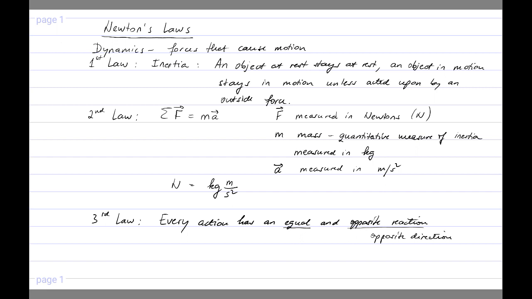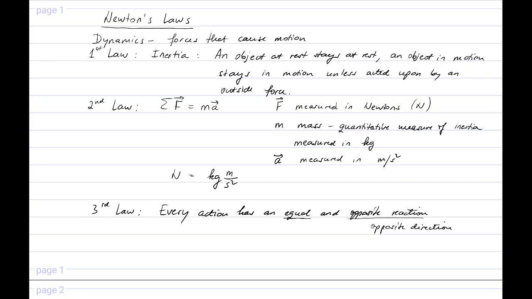Now, let us look at some of the forces that we encounter in mechanics. So, the first force is the gravitational force. The gravitational force has this form. F is G m1 m2 over r squared. G is the universal gravitational constant, and that's 6.67 times 10 to the negative 11, and the units are newton meters squared divided by kilograms squared.